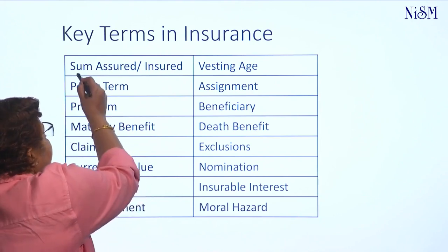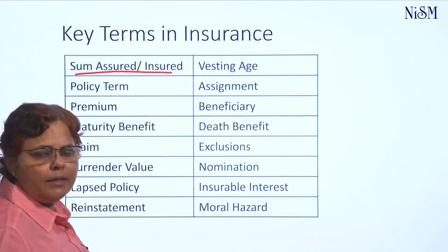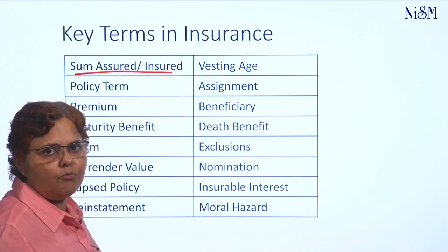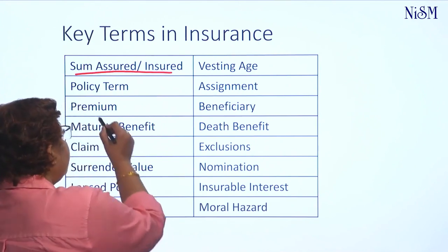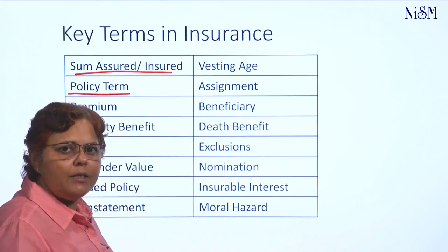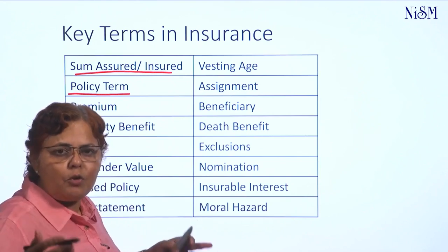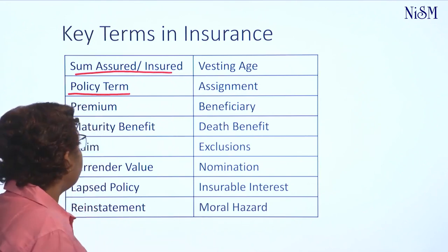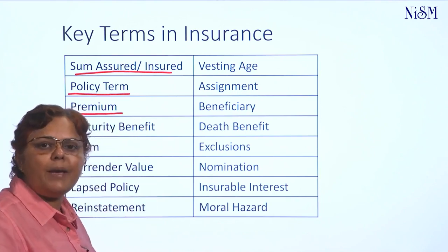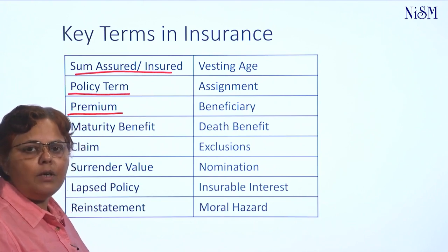The first and foremost is sum assured or insured. We have spoken about it. It is the amount which will be given to the family if something happens to the person who is insured. Policy term: in our example we have seen the person was 30 years old and he is going to retire at the age of 60. So he wanted to cover himself for 30 years, so his policy term will be 30 years. Premium: for the next 30 years, he is going to pay some money to the insurance company, correct, and that is called premium.